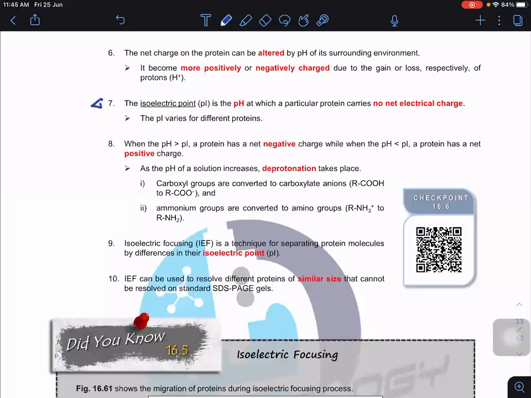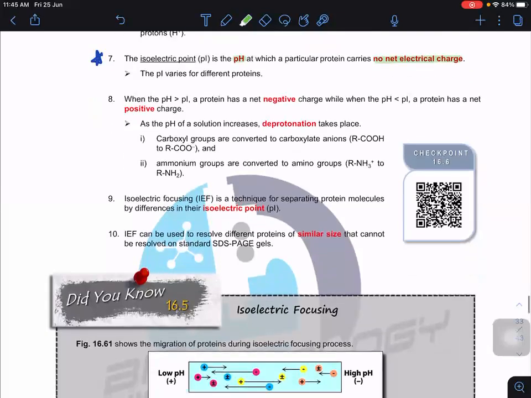So the isoelectric point, highlight this part. The isoelectric point is a pH at which a particular protein carries no net charge anymore. Be careful, guys. It's no charge. Are you clear? So when the pH is higher than pI, the protein tends to be negatively charged.